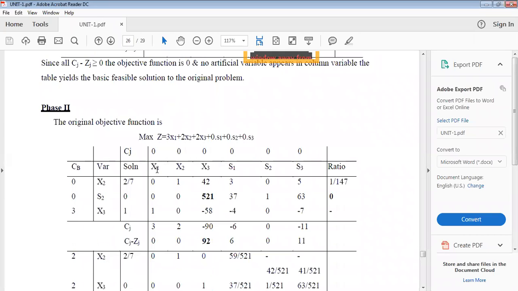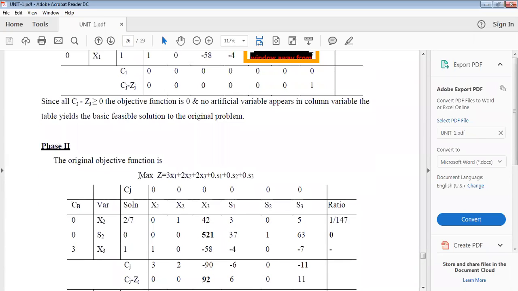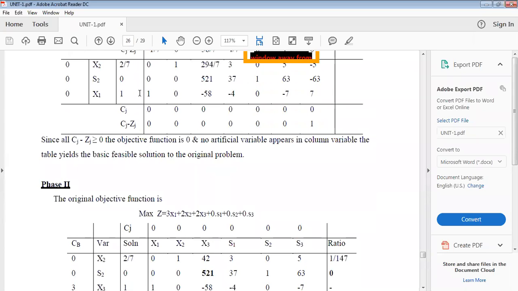So repeat this original: 2 by 7, 0, 1 as usual, 2 by 7, 0, 1 and 0, 0, 1, 1, 0, 0, and this is 42, 294 by 7 becomes 42. Next comes 521 minus 58, 337, 4, 0, 1, 0, 563 minus 7, whereas the last column is nothing but reflecting the artificial variables. So he has avoided this because he has eliminated the artificial variable column, and now the column cannot be repeated in this particular area.